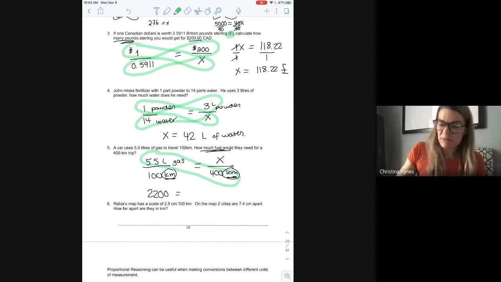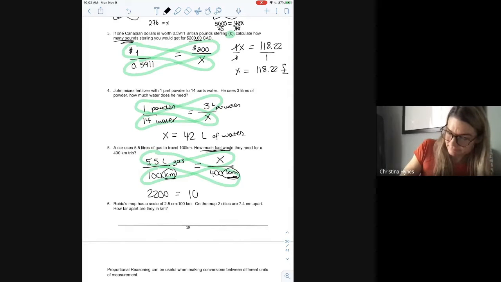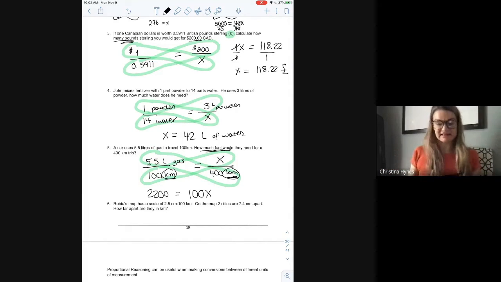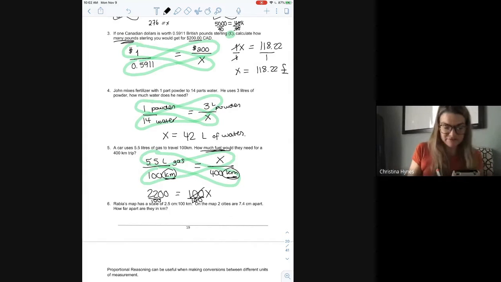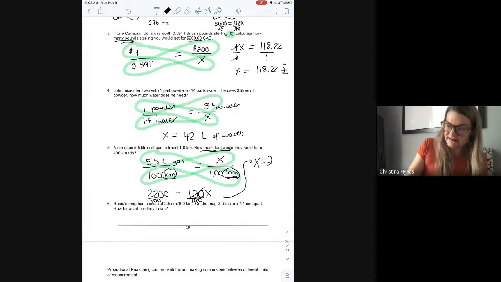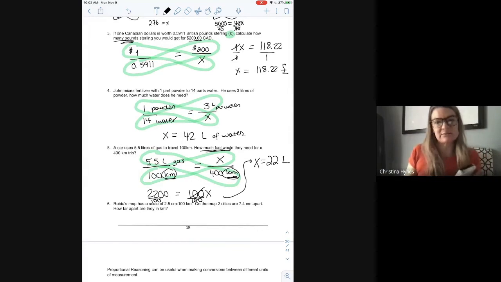So now we multiply these guys together. So what's 100 times x? 100x. Perfect. And then lastly, always divide anything in front of x. So we need to divide 100 to both sides. So get rid of that 100 by dividing both sides by 100. And then you're putting 2200 in your calculator and dividing it by 100. So I get that x equals 22. So that's how many liters of gas I'm going to need to travel 400 kilometers. So that's what I just found. Make sense? Yes, ma'am. Perfect.